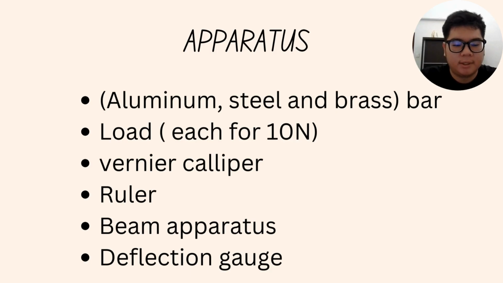So now I will present about the experiment apparatus and the experiment procedure. For the experiment apparatus, we have mainly used three kinds of bar. They are the aluminum bar, steel bar, and brass bar. The bar is used as the test specimen, and the second apparatus is the rod. Each rod is 10 Newton, and the third is the vernier caliper.